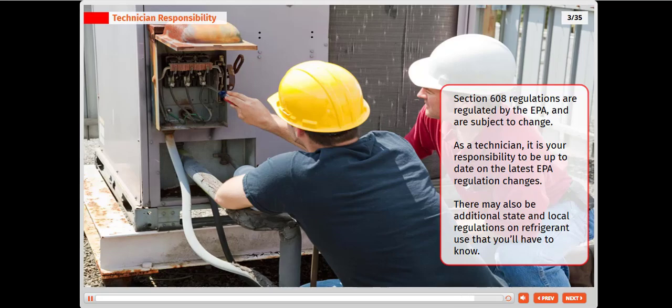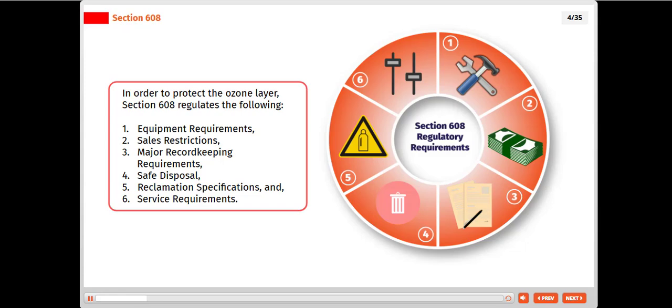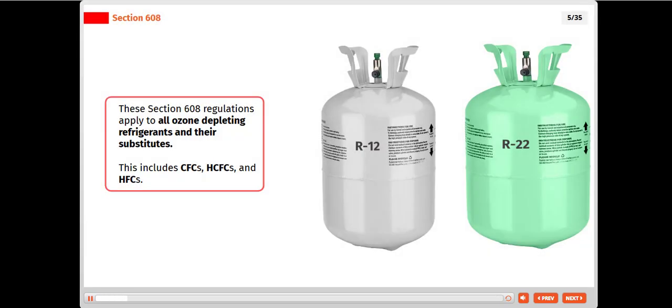In order to protect the ozone layer, Section 608 regulates the following: equipment requirements, sales restrictions, major record-keeping requirements, safe disposal, reclamation specifications, and service requirements. These Section 608 regulations apply to all ozone-depleting refrigerants and their substitutes. This includes CFCs, HCFCs, and HFCs.